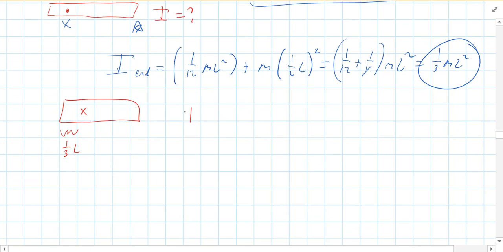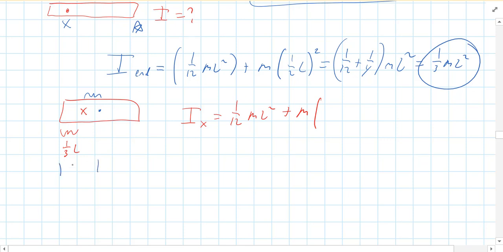So if we use our parallel axis theorem, I about that axis is I of the center of mass, which is 1/12 ml squared, plus m. Now here's the hard part about this parallel axis theorem. What's the distance from our axis to the center of mass?